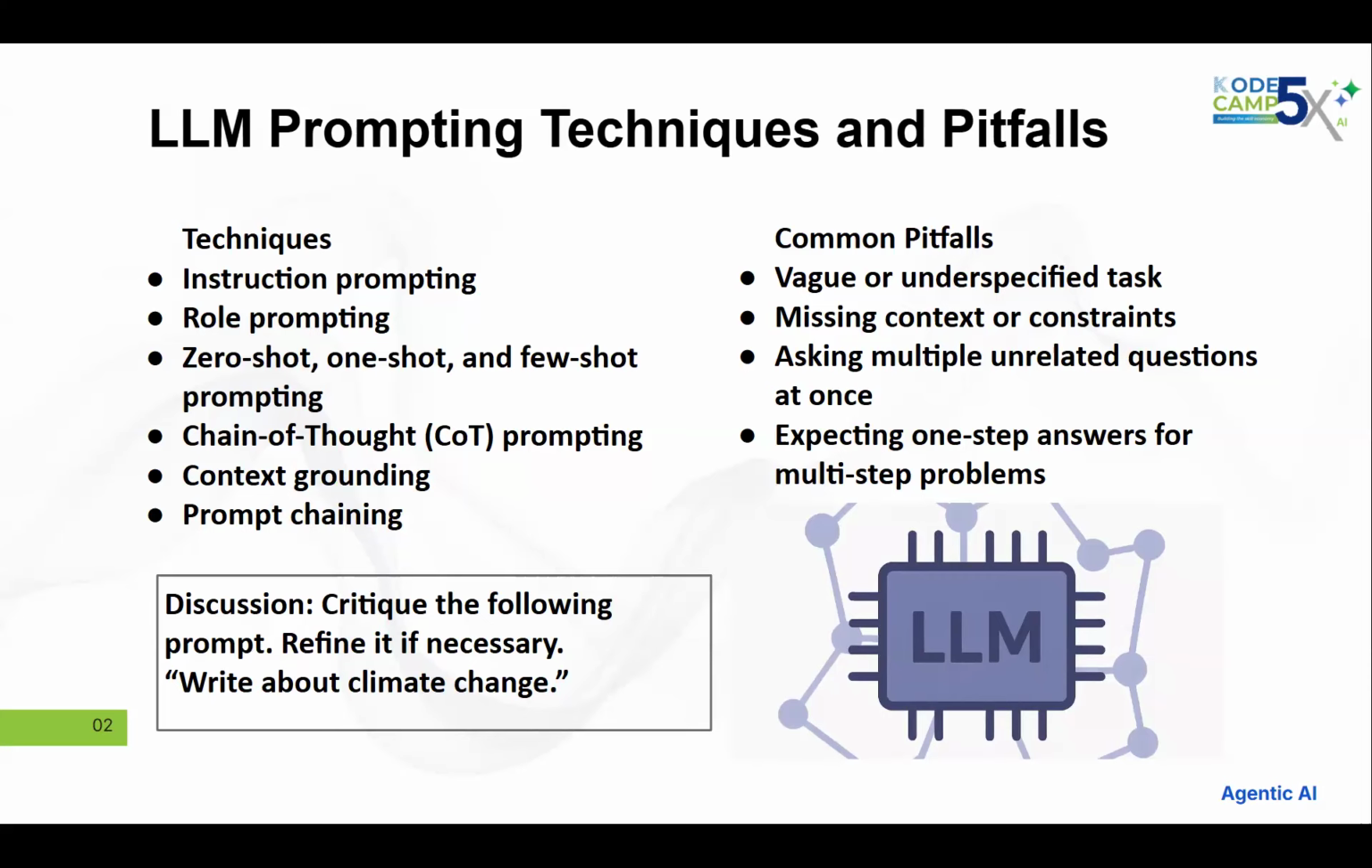You can use chain of thought prompting. You can use context grounding. It depends on your use case. You need to decide what would work best, and typically you may need to iterate, trying to get the best result. So prompt chaining is just one aspect and one technique.